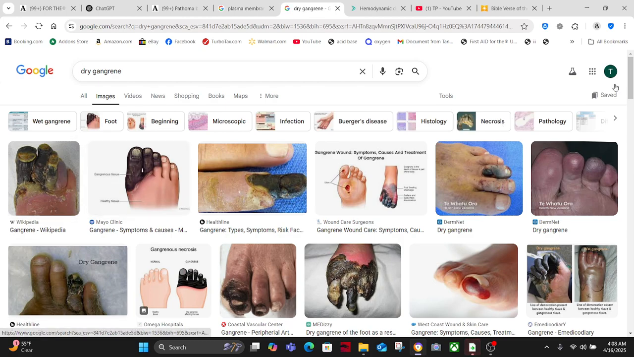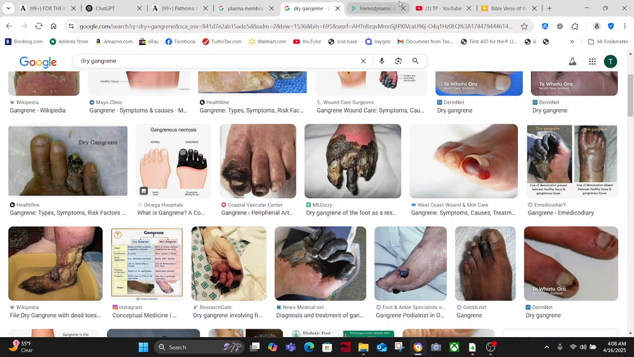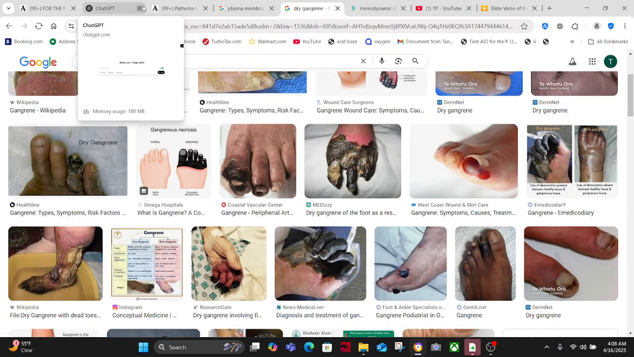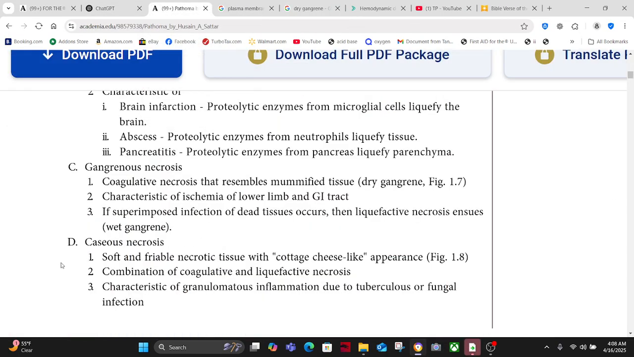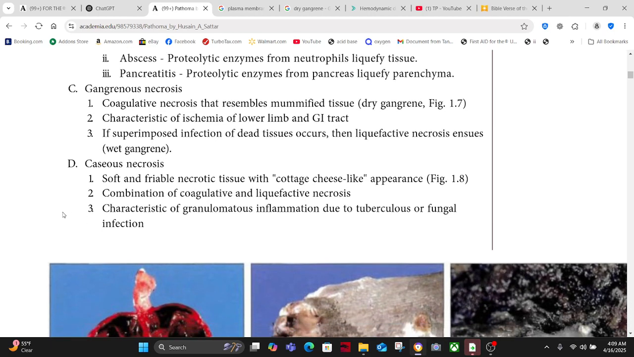So yeah, you see how these are very, very dry. There's no bubbles. There's no wetness. So what I want you to know is, gangrenous necrosis can turn into liquefactive necrosis, and it would be wet, like we just saw. The reason I'm showing you pictures is so neither you nor I will forget.